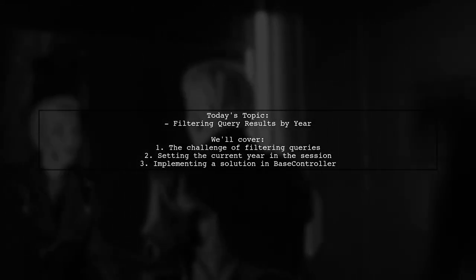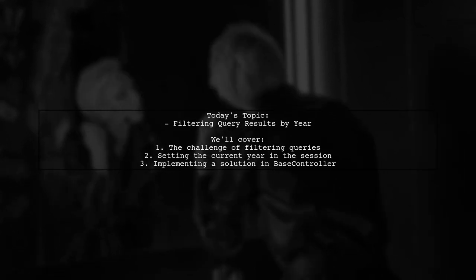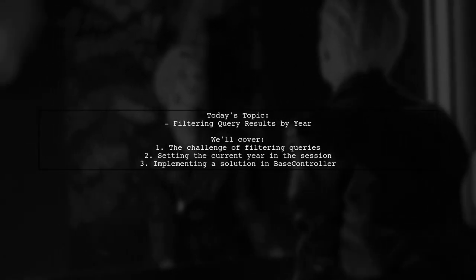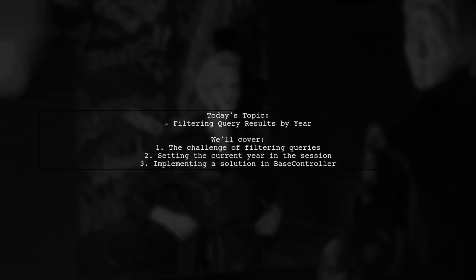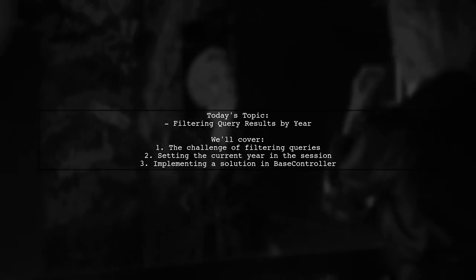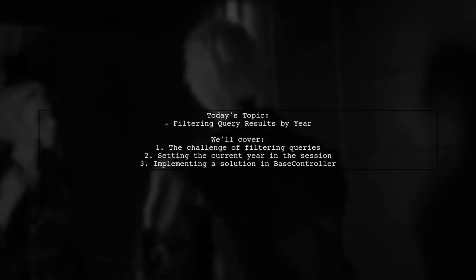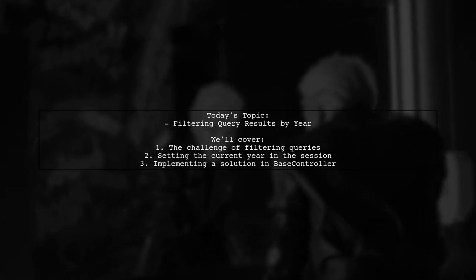Today, we're tackling a question that many developers encounter when building applications. Our viewer wants to know how to filter all query results in a Laravel 4.2 app by a specific year. They've already set the current year in the session during the login process. Now they're looking for a way to apply this year filter across multiple controllers and models seamlessly.